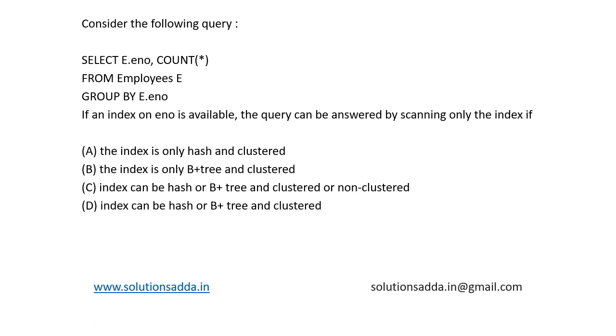This is a question from databases. Consider the following query: select E.number, count(*) from employees E group by E.number. If an index on employee number is available, the query can be answered by scanning only the index if, and 4 options are given. First option is the index is only hash and clustered. Second is the index is only B plus tree and clustered. Third one is index can be hash or B plus tree and clustered or non-clustered. Fourth one is index can be hash or B plus tree and be clustered. The correct answer is option C. Index can be hash or B plus tree and clustered or not clustered.